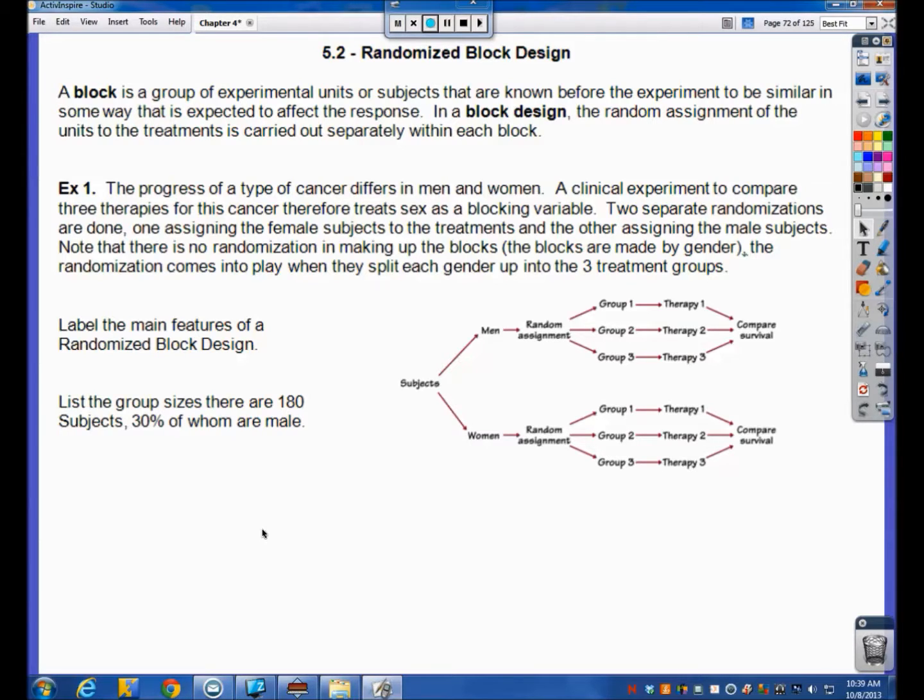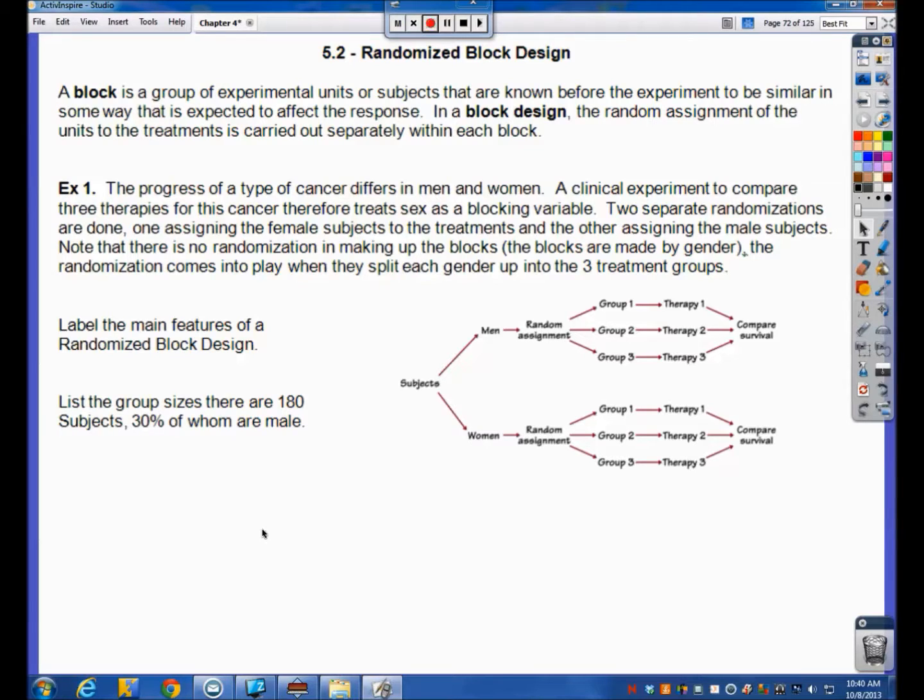So the first example here says the progress of a type of cancer differs in men and women. A clinical experiment to compare 3 therapies for this cancer therefore treats sex as a blocking variable. If men respond differently than women, then we obviously want to separate men from women to see if men respond differently to a certain therapy than women may respond differently to a different therapy. 2 separate randomizations are done, one assigning the female subjects to the treatments and the other assigning the male subjects.